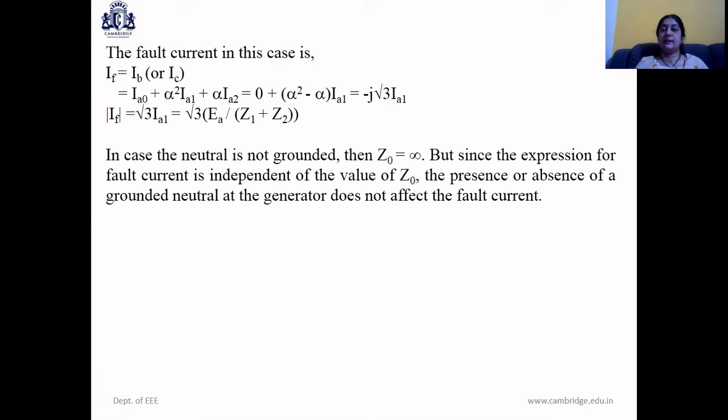In this case, if the neutral is not grounded, it does not affect anything on the fault current because the fault current expression is not having the value of Z0. Hence, the fault current is independent of the value of Z0. The presence or the absence of the neutral, grounded or ungrounded, does not affect the flow of fault current in case of LL fault.